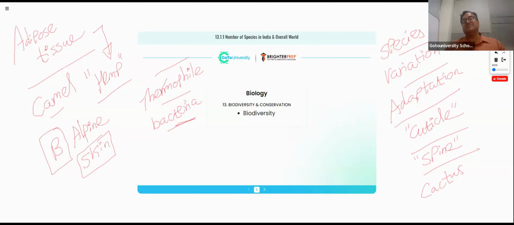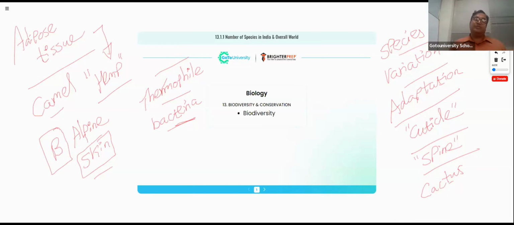We can't sustain in the polar bear area in the alpine forest without external blubber sheets, or else with the help of a sweater or a shawl we can sustain. Otherwise we can't sustain in cold climatic conditions. Why? Because we don't have plenty of adipose tissue like the polar bear, right? So this is the way we need to remember.